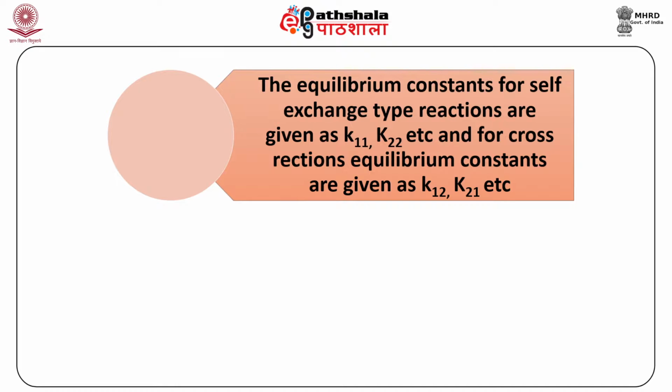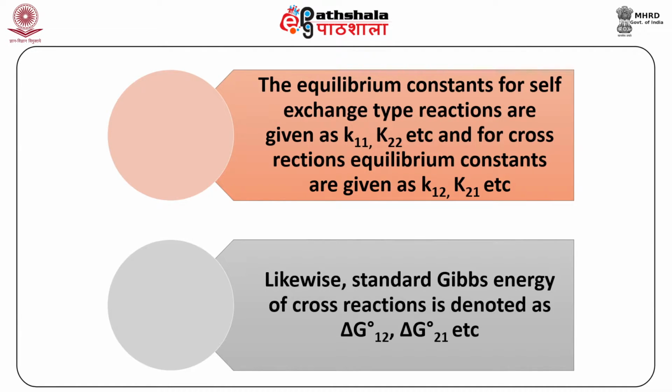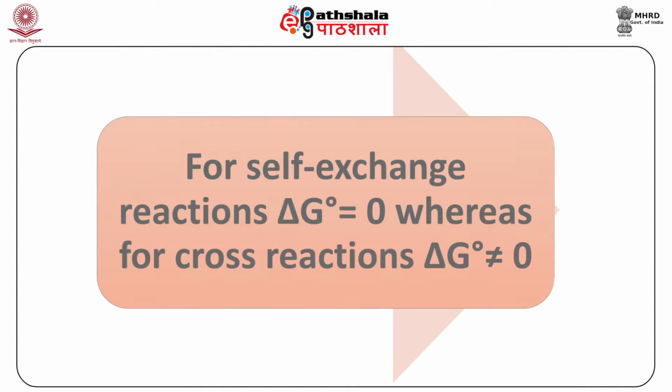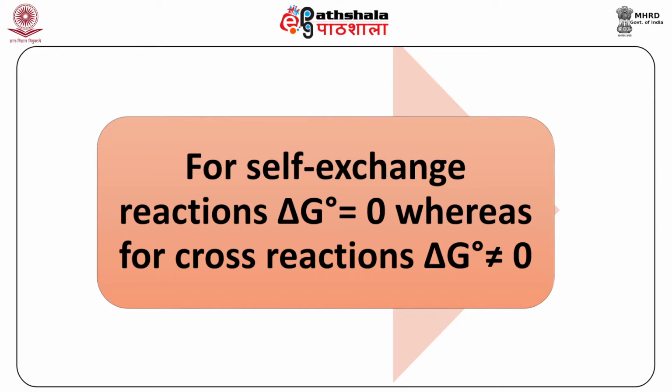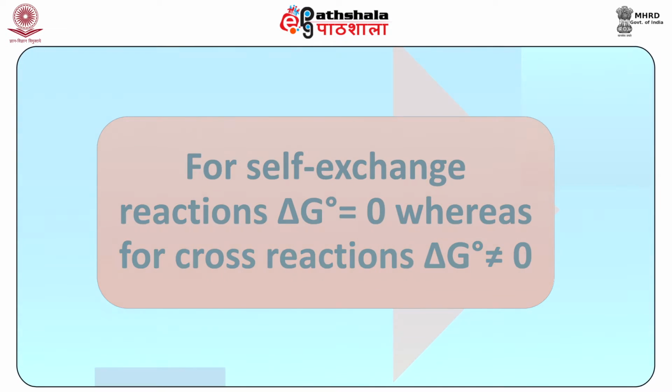While when you talk about the cross reaction, the metal or ligand both could be different, or the metal could be different, or the ligand could be different. Likewise, the standard Gibbs energy of the cross reaction is denoted as delta G0 12, not 11 or 22, and delta G0 21 like that. For a self-exchange reaction, delta G0 equals 0, whereas for a cross reaction, delta G0, that is the free enthalpy, does not equal 0.